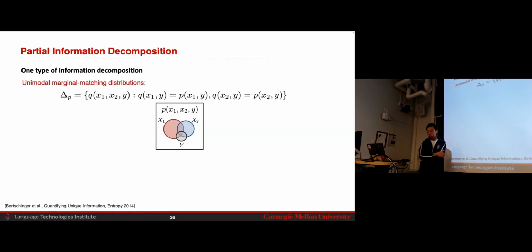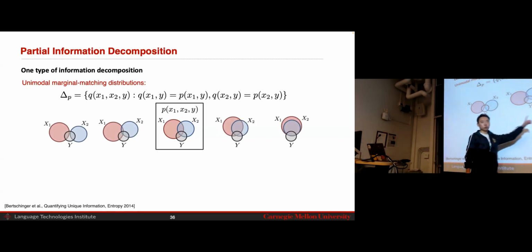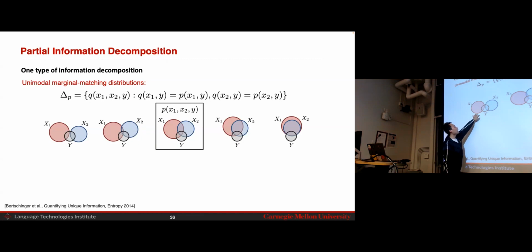I'm going to consider the set of marginal matching distributions. I'm going to call them all other distributions Q over my modalities and label, where Q of x1 and y is equal to P of x1 and y, and Q of x2 and y is equal to P of x2 and y. So essentially, the marginals between x1 and y must be the same, and the marginals between x2 and y must be the same. Visually, it might look like this. It's going to consider all other distributions where x1 and y overlap the same amount as my original distribution, and x2 and y overlap the same amount as my original distribution. The only difference is that my x1, x2 pairing may be smaller or maybe bigger. I'm going to consider all these other sets of distributions.